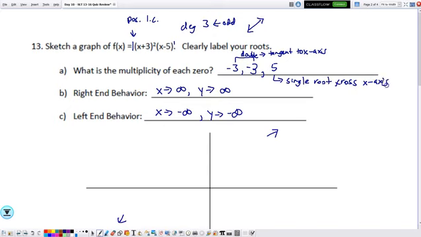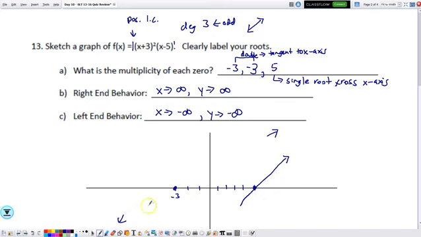Nothing fancy happens there. So I'm going to scale off my x-axis. 1, 2, 3. Please make sure you scale off your x-axis. And 1, 2, 3, 4, 5. Now, I know my end behavior here has to come up, and I know that 5 is a single root. So I know that my graph is just going to come straight through 5.